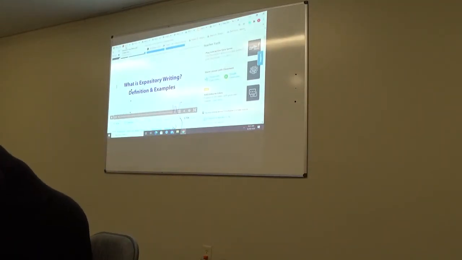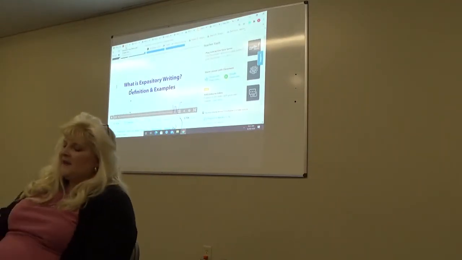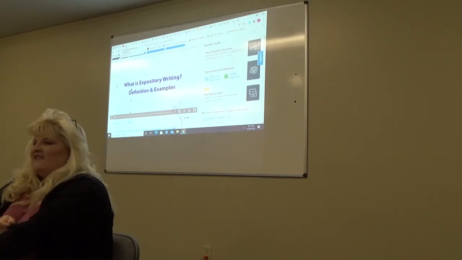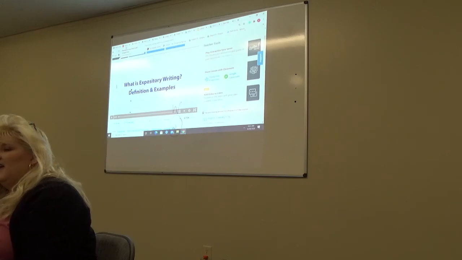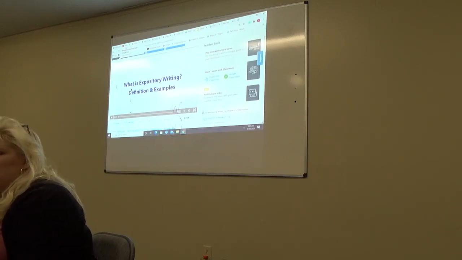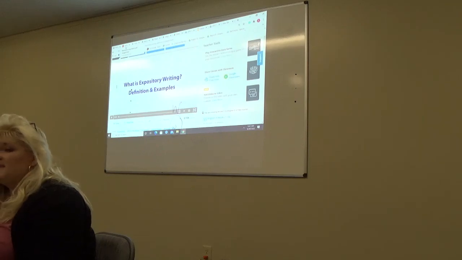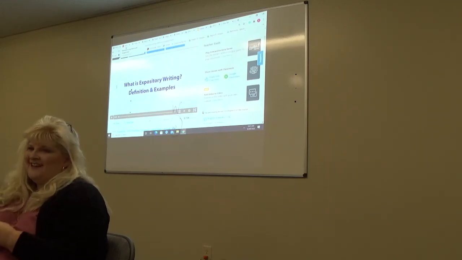Okay. So, somebody read me the first part of the directions there on page 42. Willow has volunteered. Expository writing is used to explain, inform, or give information. It is important for the author to use words that clearly show the reader what he or she is talking about. Very good.